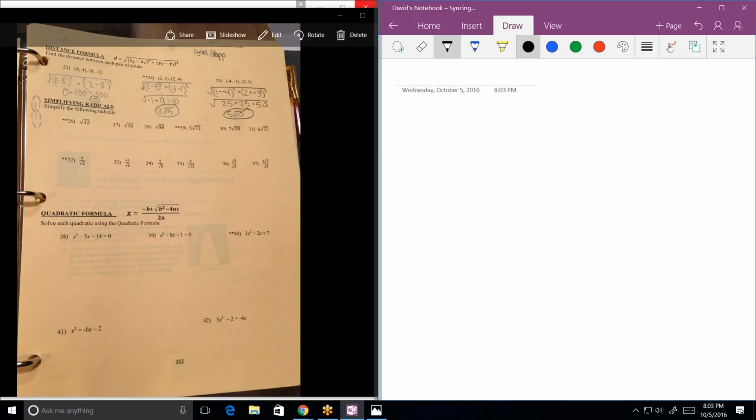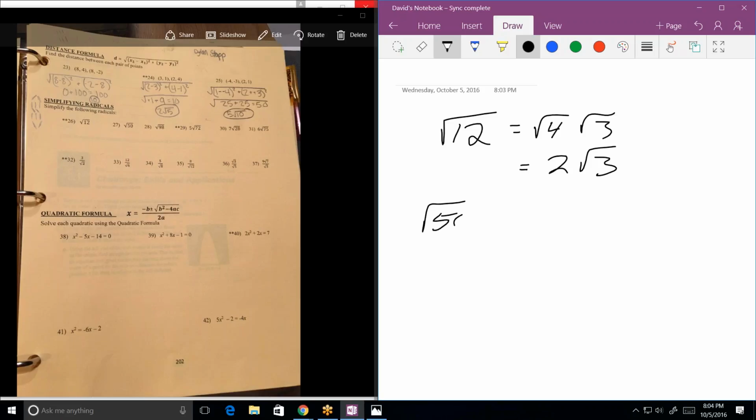Root 12. That equals... so would that be square root of 4 and then square root of 3? Which becomes 2 root 3. Good. About root 50. Let me think here. 2 and 25?